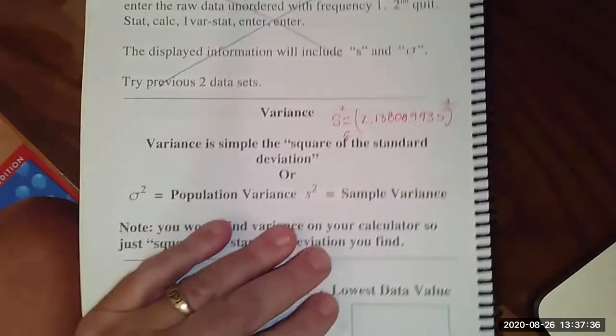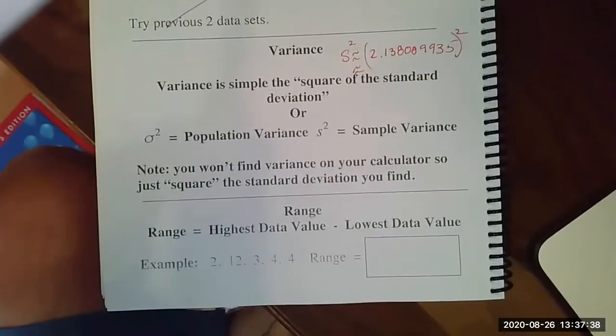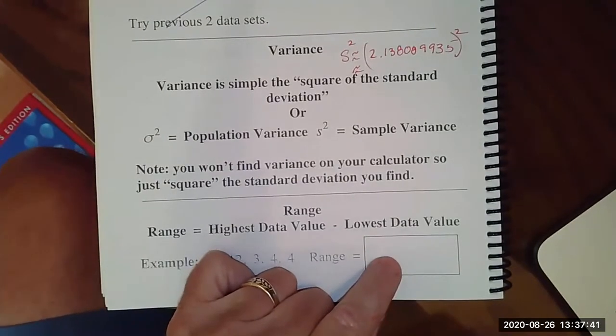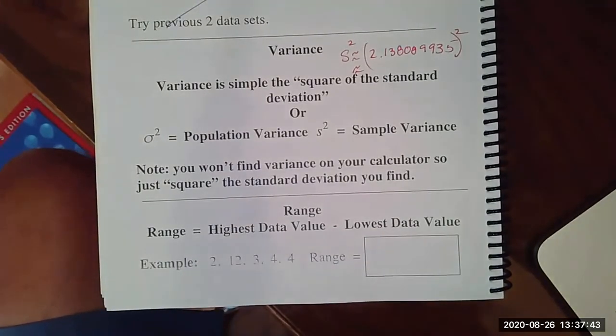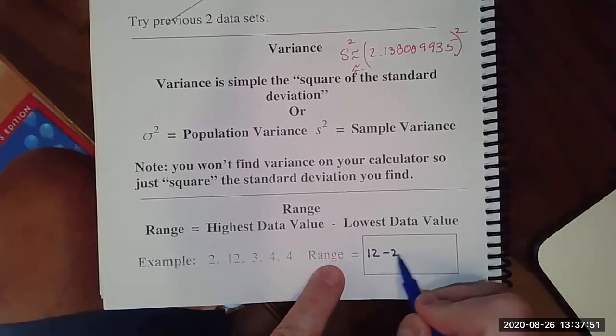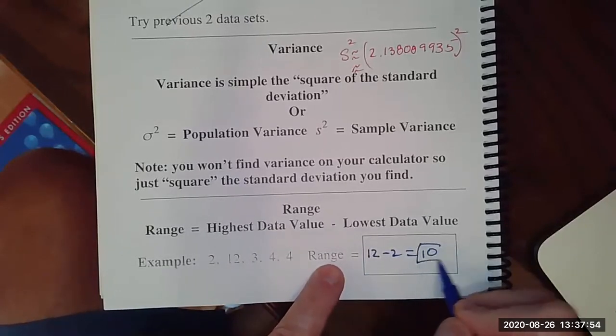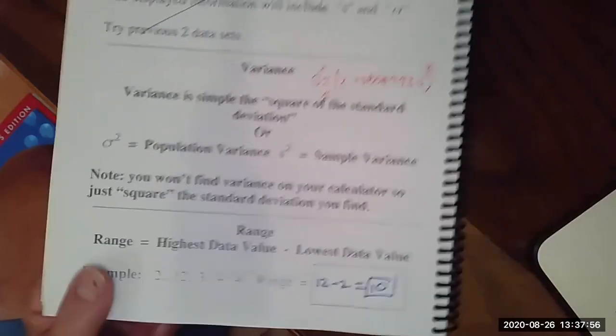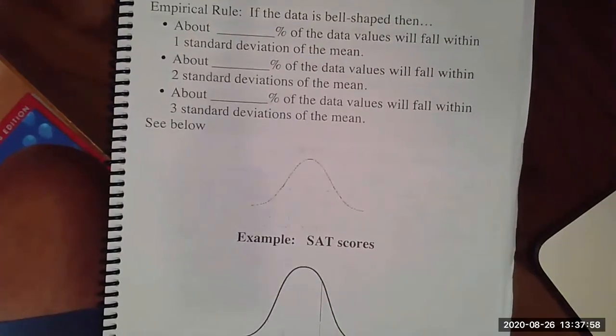Okay, the range, I think we've already done range. Didn't we do that with the width? Remember with histograms, I said, find the width. It's the range divided by the number of bars. We did that. Okay, range is 12, subtract 2, which is 10. I mean, very easy.